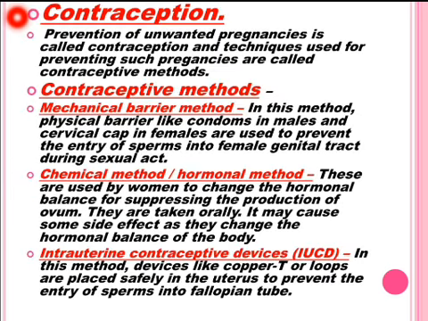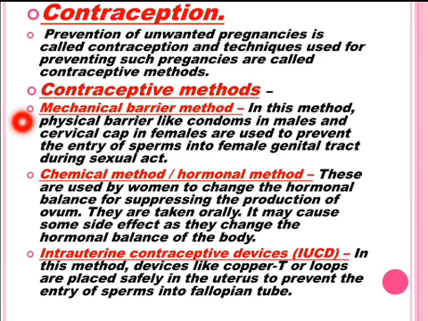What is contraception? The sexual act always has the potential to lead to pregnancy. Pregnancy will make major demands on the body and the mind of the woman, and if she is not ready for it, her health will be adversely affected. So, prevention of unwanted pregnancies is called contraception, and the techniques used for preventing such unwanted pregnancies are called contraceptive methods. The first contraceptive method is the mechanical barrier method.